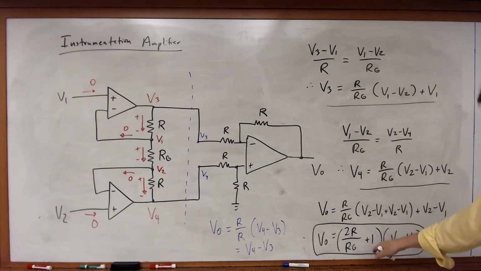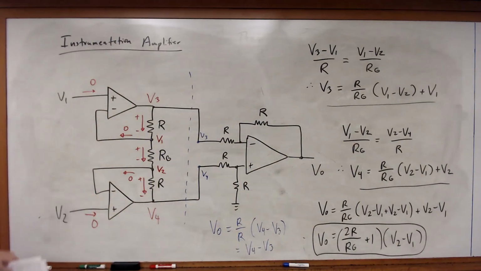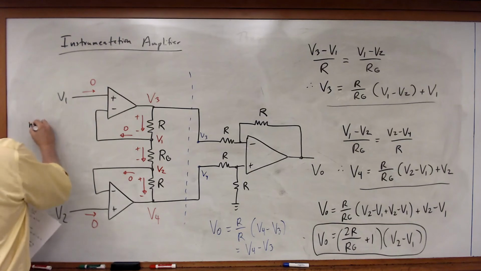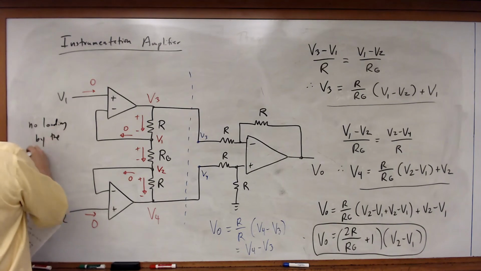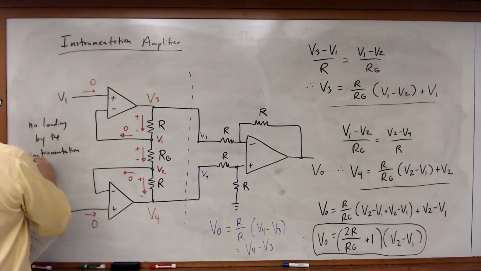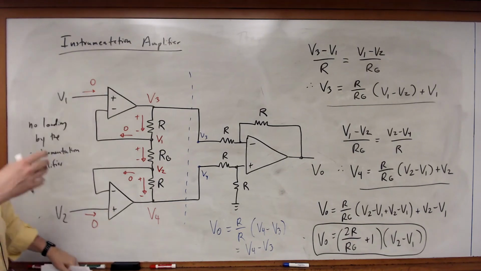Now notice what we have here. Clearly this is a difference amplifier function. I've got a gain term multiplied times V2 minus V1. But there are some differences. First of all, the input currents are equal to 0, so we have no loading by the instrumentation amplifier. Zero input currents, no loading effect, which means I can connect these inputs without it affecting the circuit I'm trying to measure.